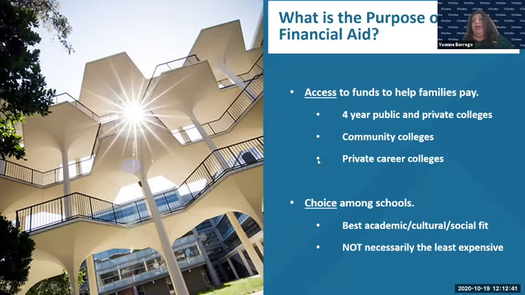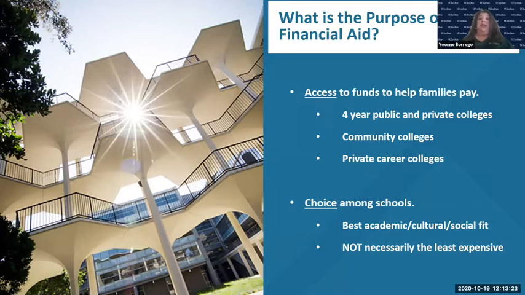So what is financial aid? It's access to funds for public college, university, community college, or private career college. Now, some of you might decide to navigate the community college system, and just know that there is financial aid there. Whenever you see the word private career college, that's primarily for those vocational schools or trade schools. And again, there is financial aid at those career colleges. However, just beware that most of that aid will be in the form of loans.